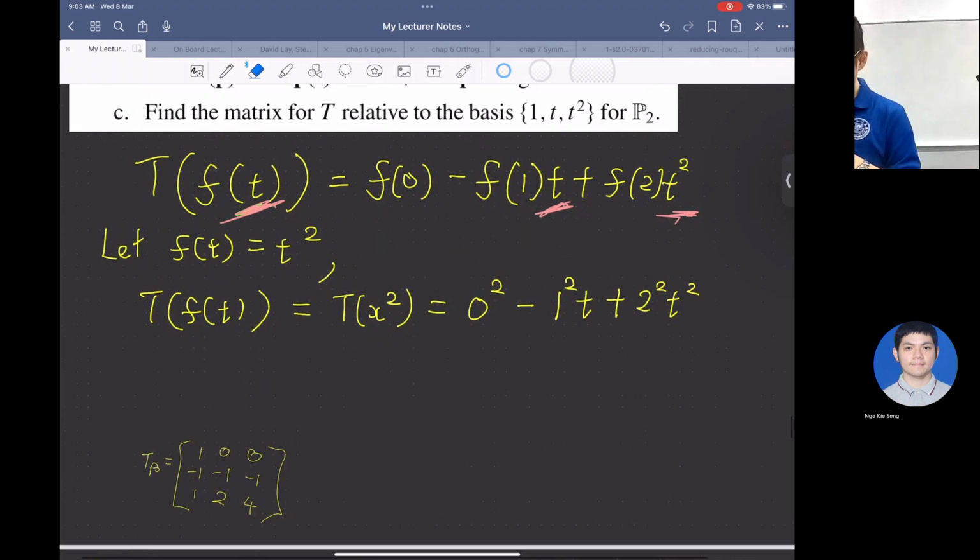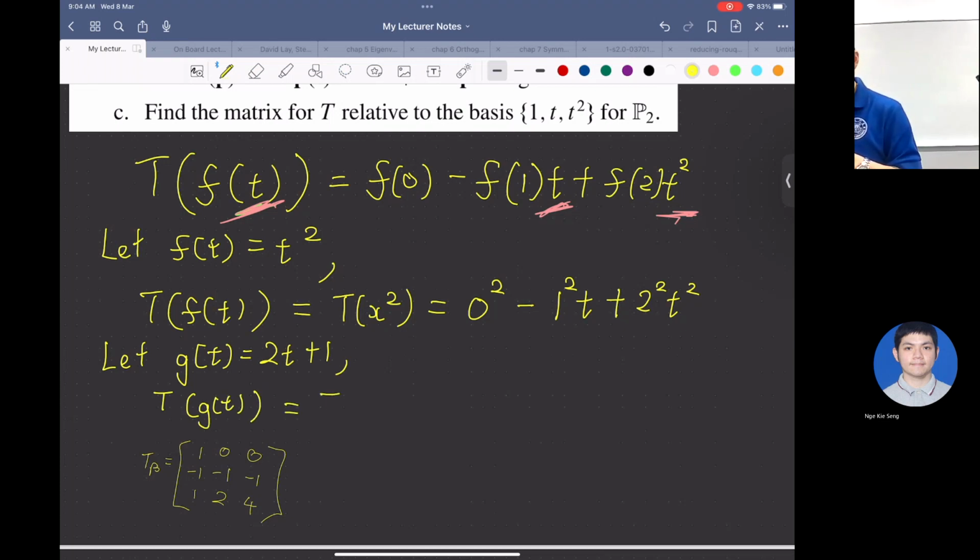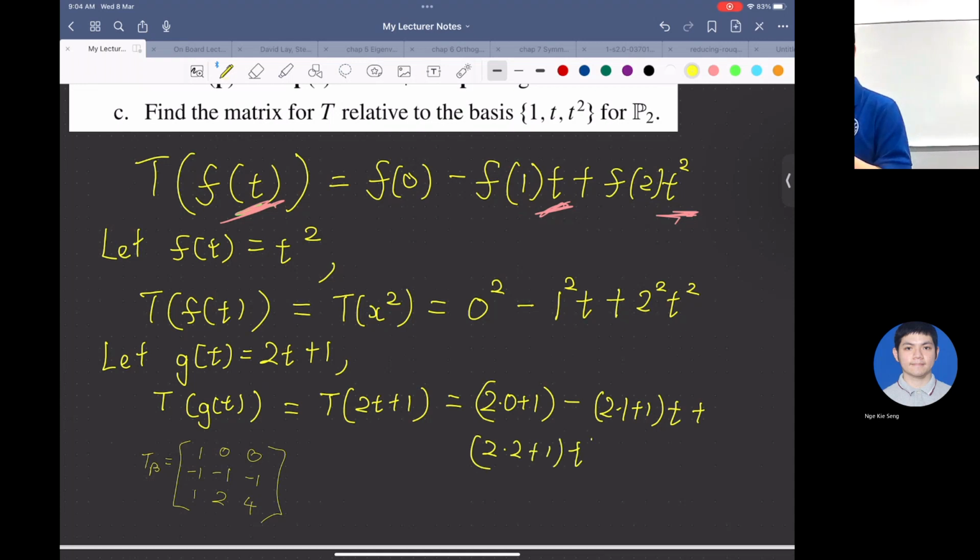Okay, maybe we give another example. So let g(t) equal 2t plus 1. So T applied to g(t) is equal to T applied to 2t plus 1. Okay. So first you need to replace your t with 0. So 2 times 0 plus 1, minus, then the second one is replace t by 1. So it's 2 times 1 plus 1 times t, plus 2 times 2 plus 1 times t squared. Anyone still don't know how to substitute or not?